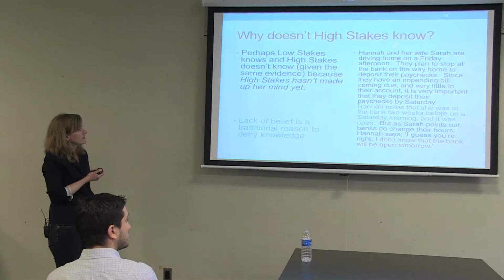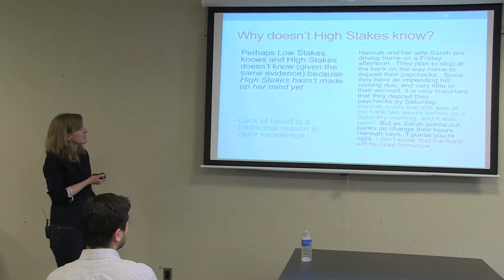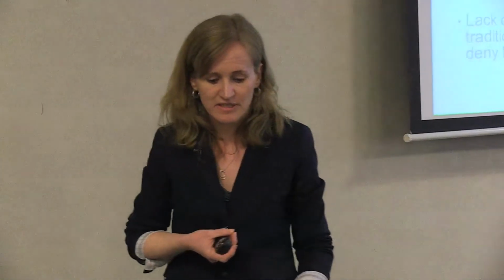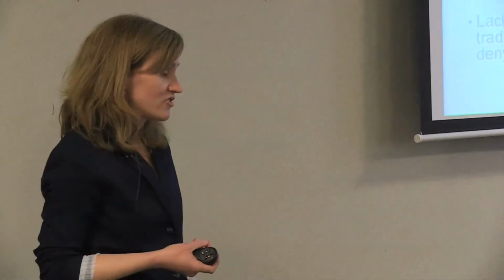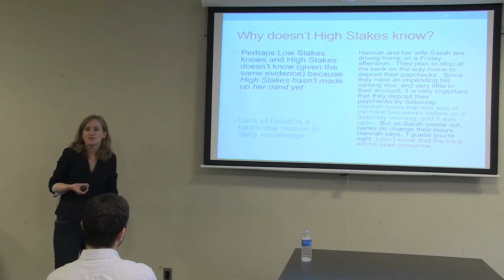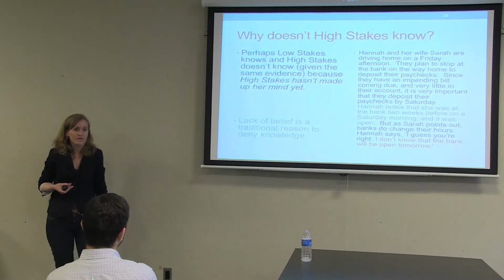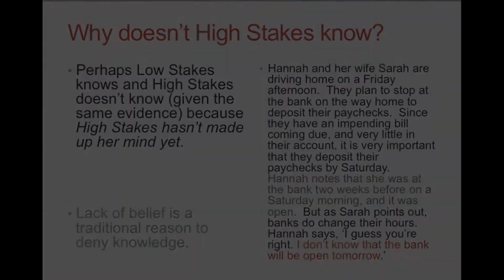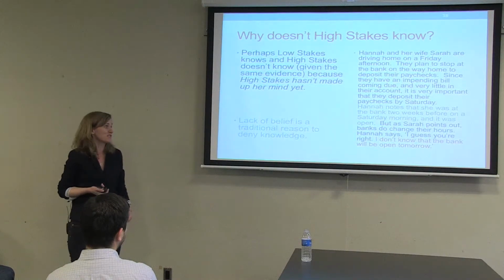So I think if you look at this case the way it was originally stated, and you have in your back pocket the background that human decision making is generally adaptive, we expect high stakes people to think longer and harder before they make up their minds, then high stakes Hannah over here hasn't made up her mind yet. And actually in this formulation of the case, it's really obvious that she hasn't made up her mind yet. She's saying, I guess you're right, I don't know that the bank will be open tomorrow.